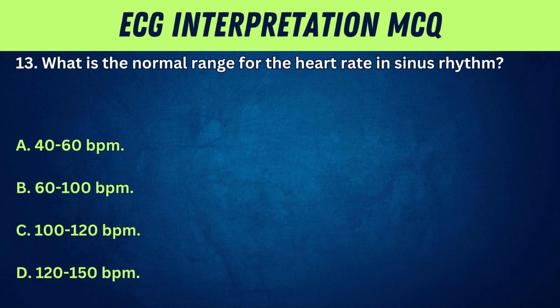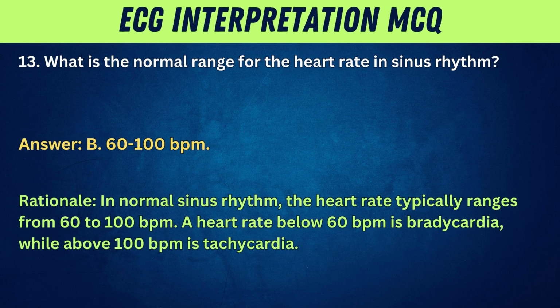13. What is the normal range for the heart rate in sinus rhythm? A. 40 to 60 BPM. B. 60 to 100 BPM. C. 100 to 120 BPM. D. 120 to 150 BPM. Answer: B. 60 to 100 BPM. Rationale: in normal sinus rhythm, the heart rate typically ranges from 60 to 100 BPM. A heart rate below 60 BPM is bradycardia, while above 100 BPM is tachycardia.